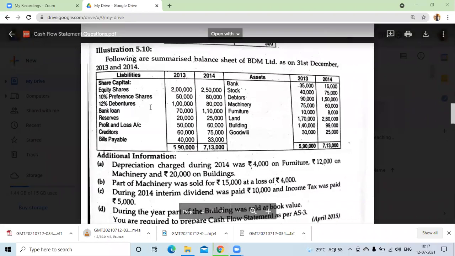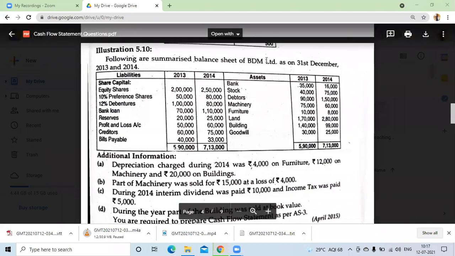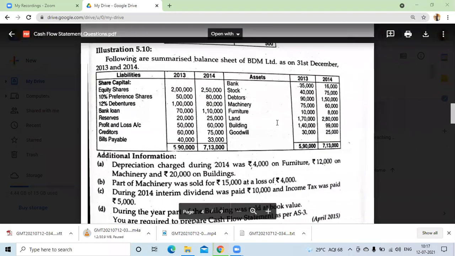And a balance sheet is given for 2 years, that is 2013 and 14. It is of company BDM Limited. So following is the summarized balance sheet of BDM Limited as on 31st December 13 and 14. So have a look at all the liabilities: equity, preference, debentures, bank loan, reserves, P&L, creditors, bills payable. And have a look at all the assets as well.